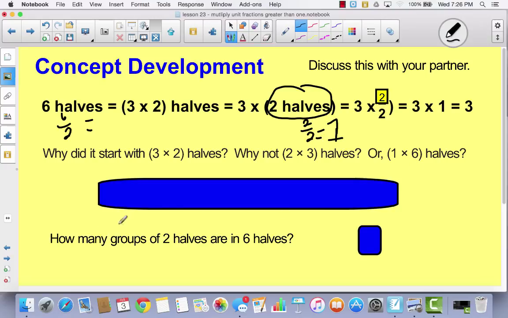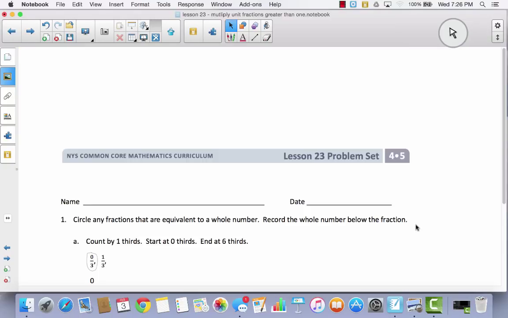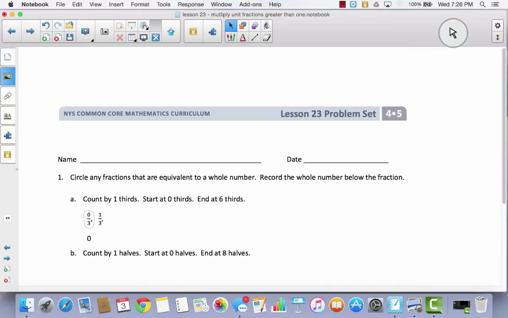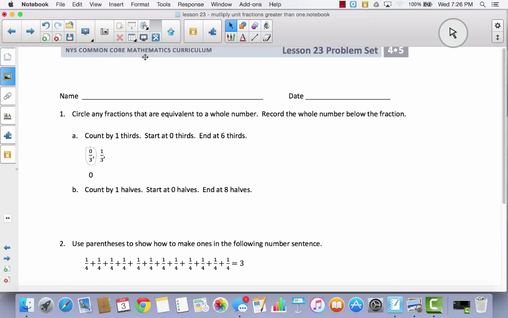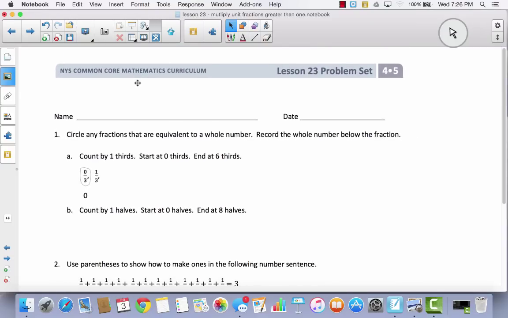Okay? So how many groups of 2 halves are in 6 halves? There would be 3 groups of 2 halves, or 3 wholes. Okay? All right, let's practice this a little bit in our problem set. Now, I promise, as we go along, this will start to become a little bit more clear to you. I know that all of that we just did was a little bit confusing, but it was important. That's why I want you to go ahead and do it.